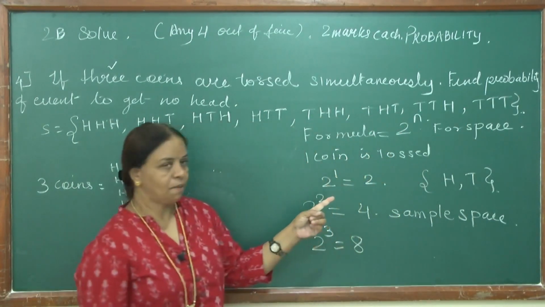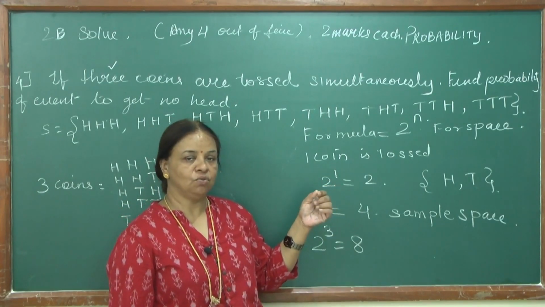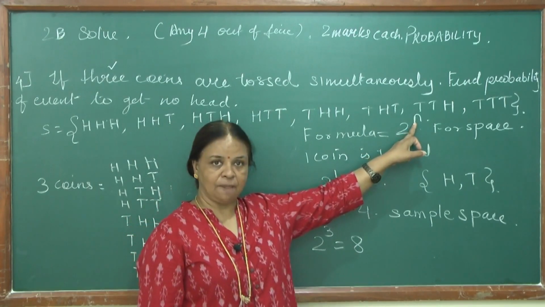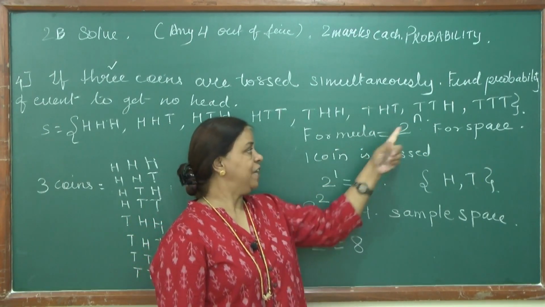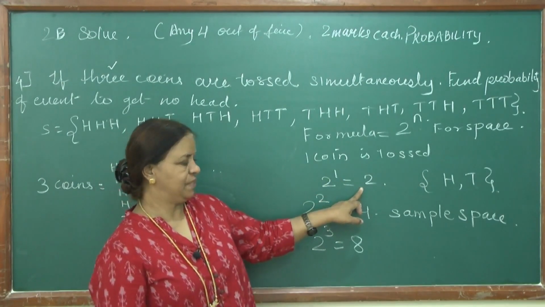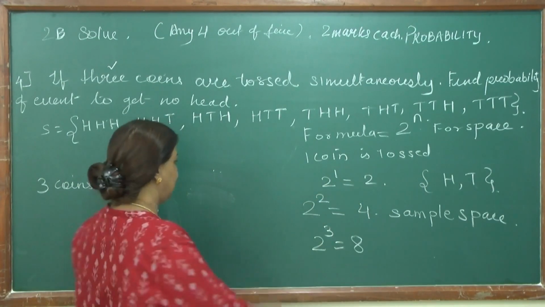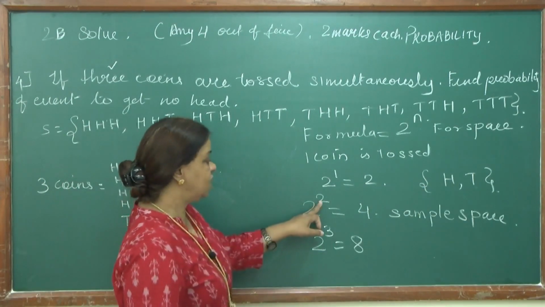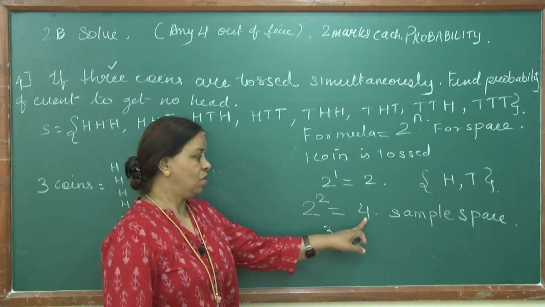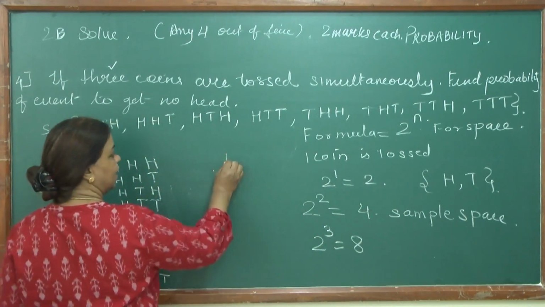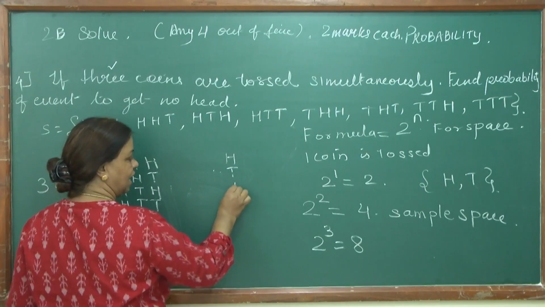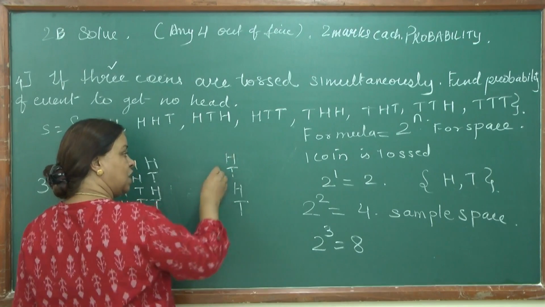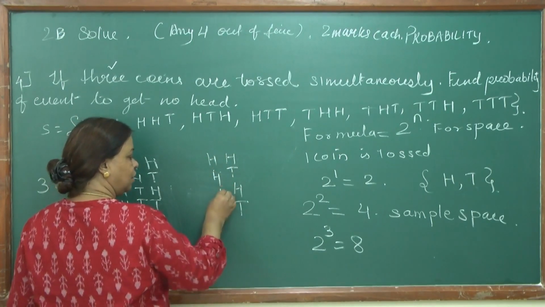Remember the formula, children? If you are asked to write down the sample space for any number of coins, you use the formula 2 raised to n. N means how many coins? If one coin is there, 2 sample spaces. So you write 1 time head, 1 time tail. If 2 coins are tossed, 2 square means 4, 4 sample spaces. So you write down 1 time head, 1 time tail, 1 time head, 1 time tail, 1, 2, 3, 4. Now 1 2s are 2, 2 times head, 2 times tail.